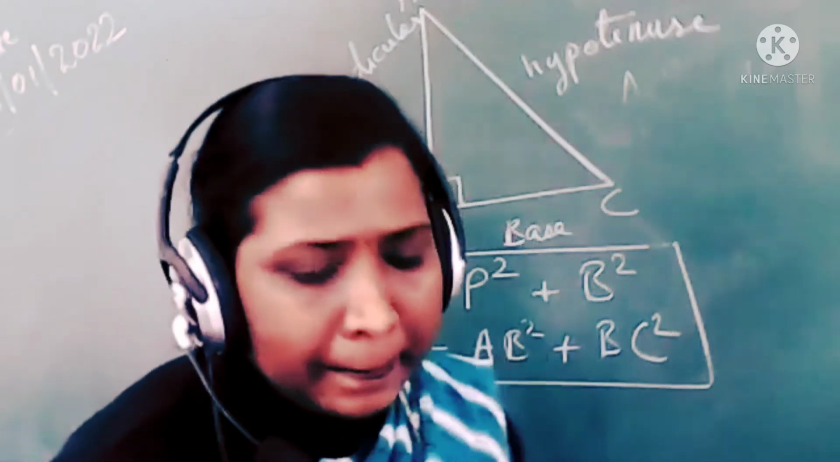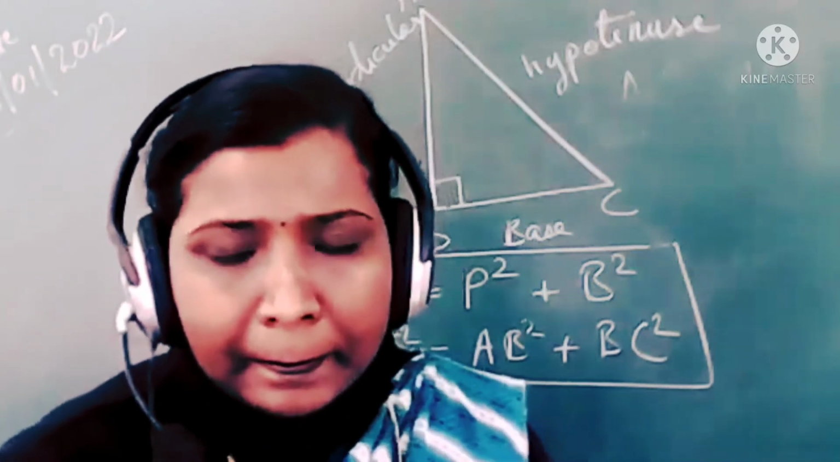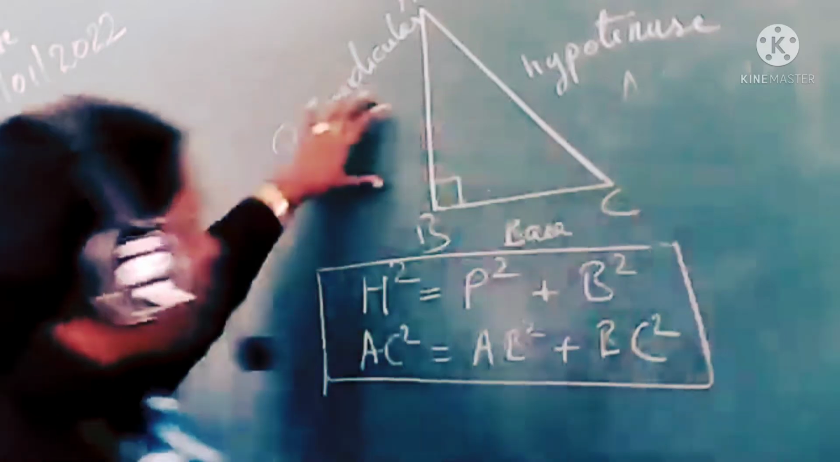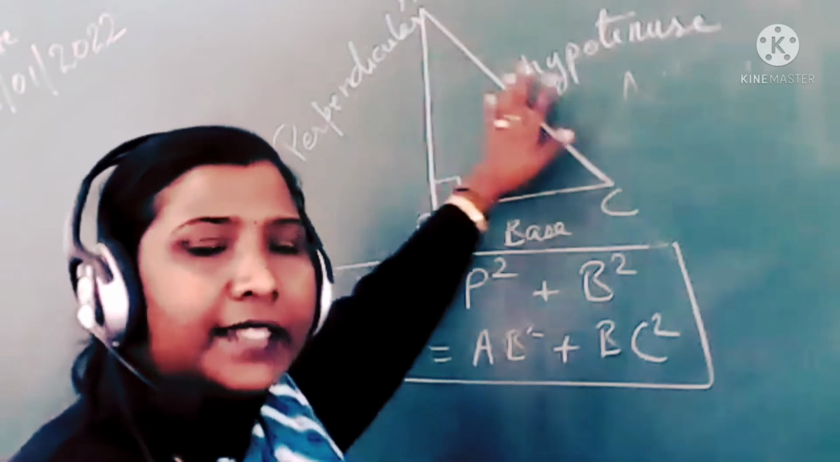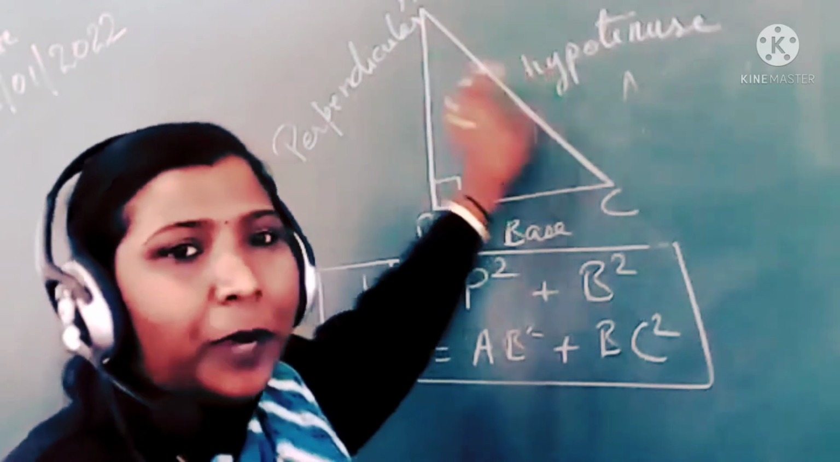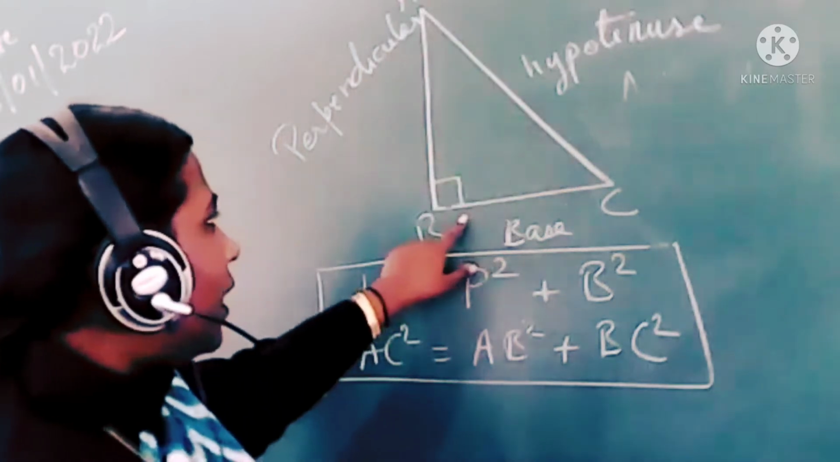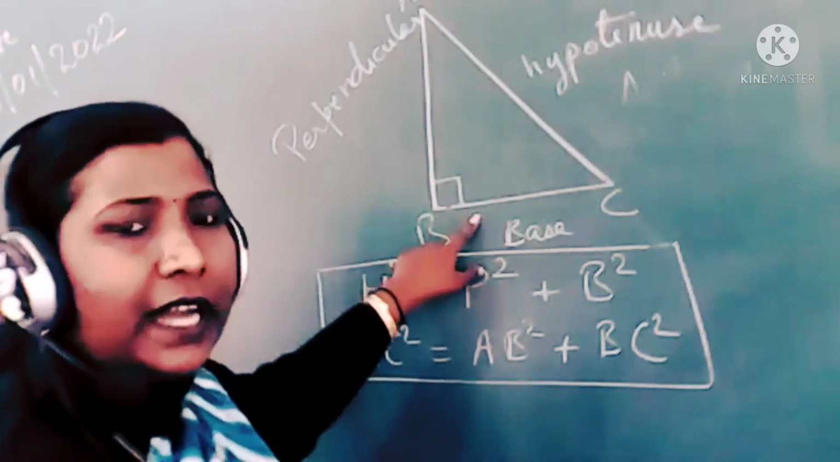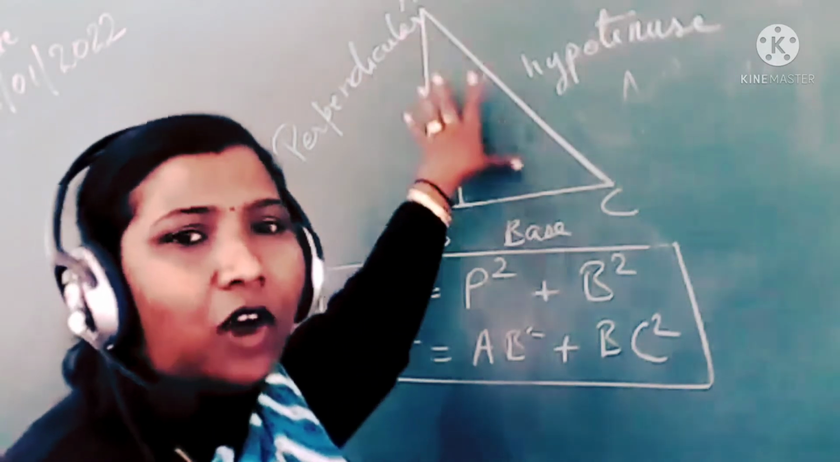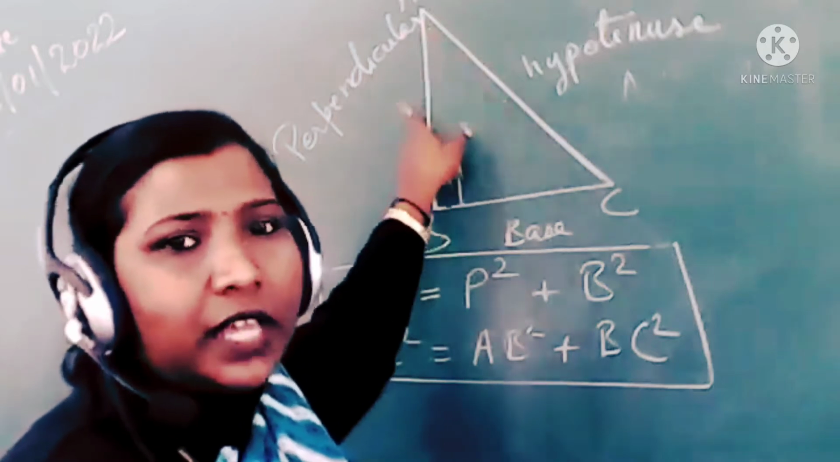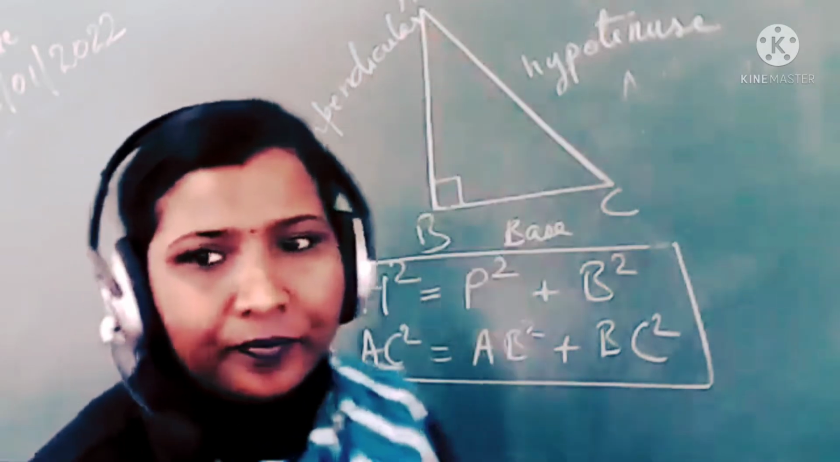Ankita? Ma'am, at the place of perpendicular, we can also say it is height. Yes, we can say height also, because to find out the height, this perpendicular can also be said as height. So perpendicular, why are we telling? Because this is at 90 degree, this line is standing on BC, that will be the straight line. That's why we are telling it's perpendicular. To find out the height of the right angle triangle also, we can say perpendicular as height also.